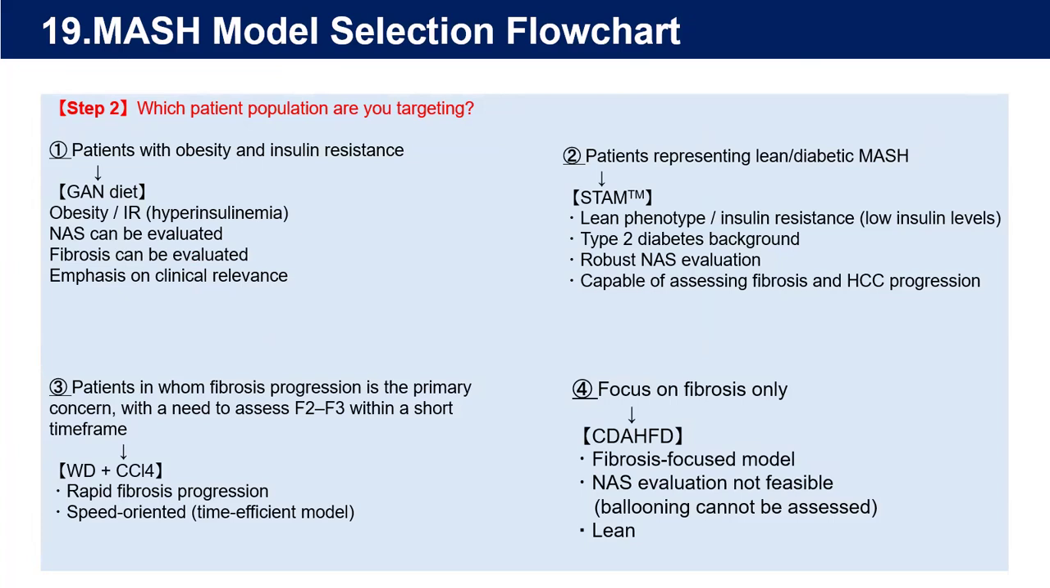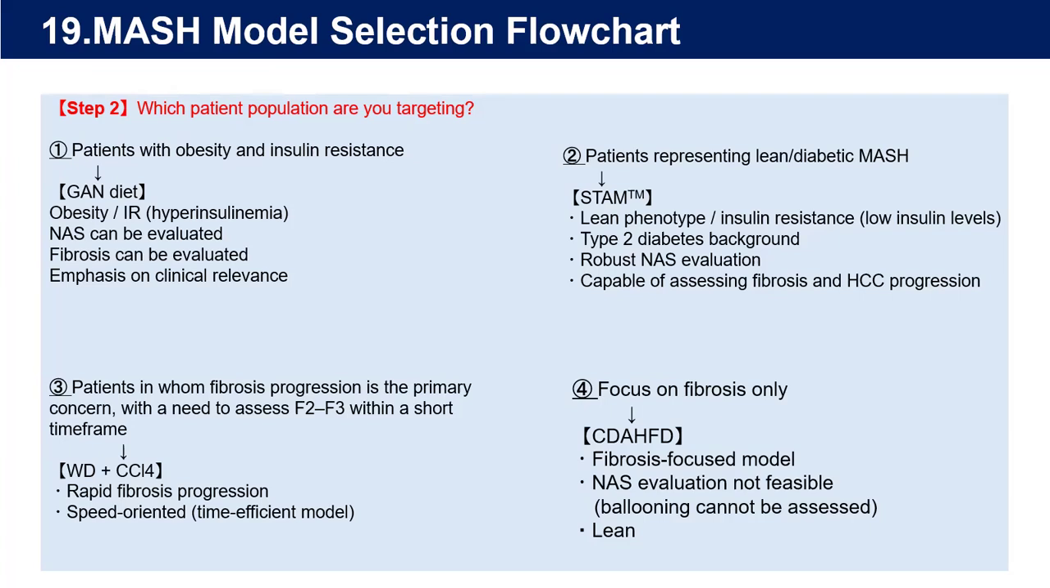Next, if such a comprehensive evaluation is not necessary, the choice depends on which patient profile is being considered. If the patient profile includes obesity and insulin resistance, GAN diet model might be the appropriate choice. This model allows for balanced assessment of the various components of NAFLD activity score, such as fat, inflammation, and ballooning. On the other hand, the STAM model is suitable when assuming a lean phenotype or condition with a diabetic background.